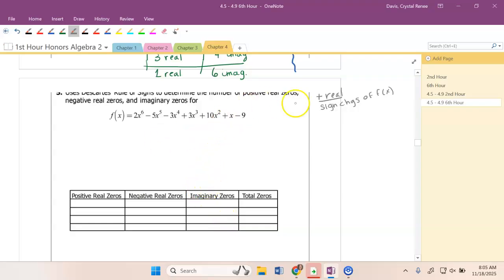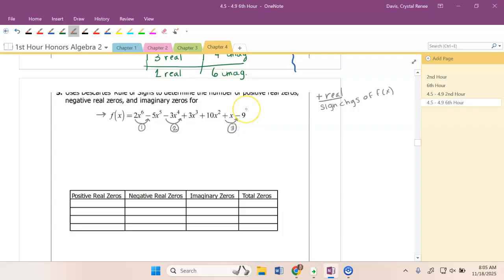When I mean sign changes of f of x, here's our f of x. Notice the leading coefficient is positive here, and then the next coefficient is negative. So that would be one sign change. Then we stay negative to negative, and then here we go from a negative to a positive, or a minus to a plus. There's another sign change. Plus stays a plus stays a plus. And then we have one more sign change.